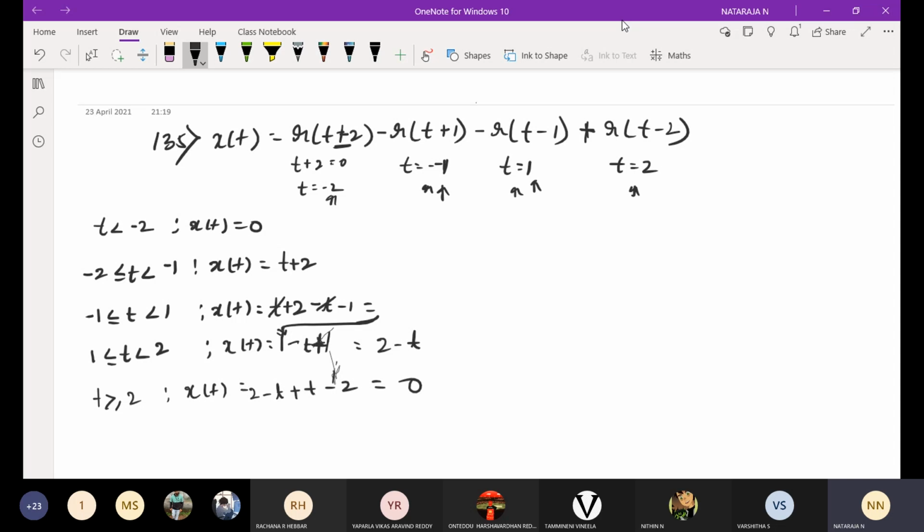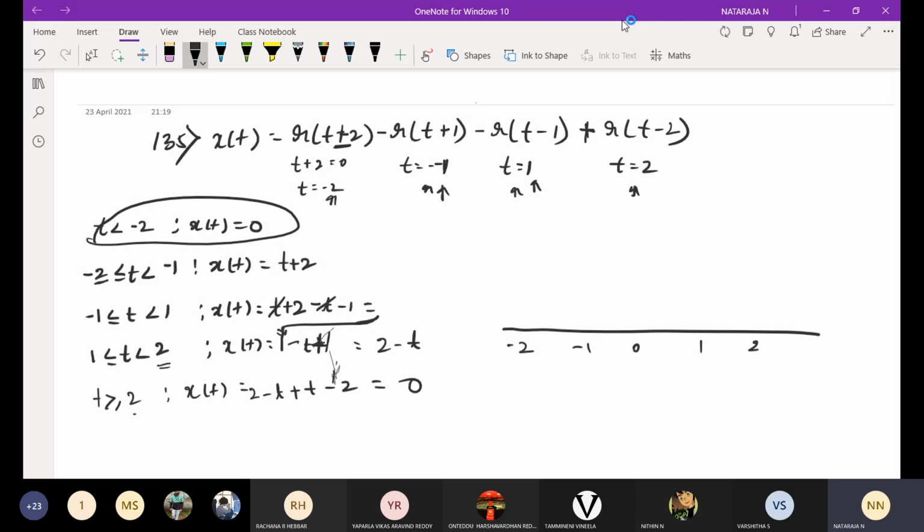Okay, sketch the signal for this. See, the signal starts at -2 and ends at +2. Means you will be like this: -2, -1, 0, 1, 2. Okay, no need to consider this one.